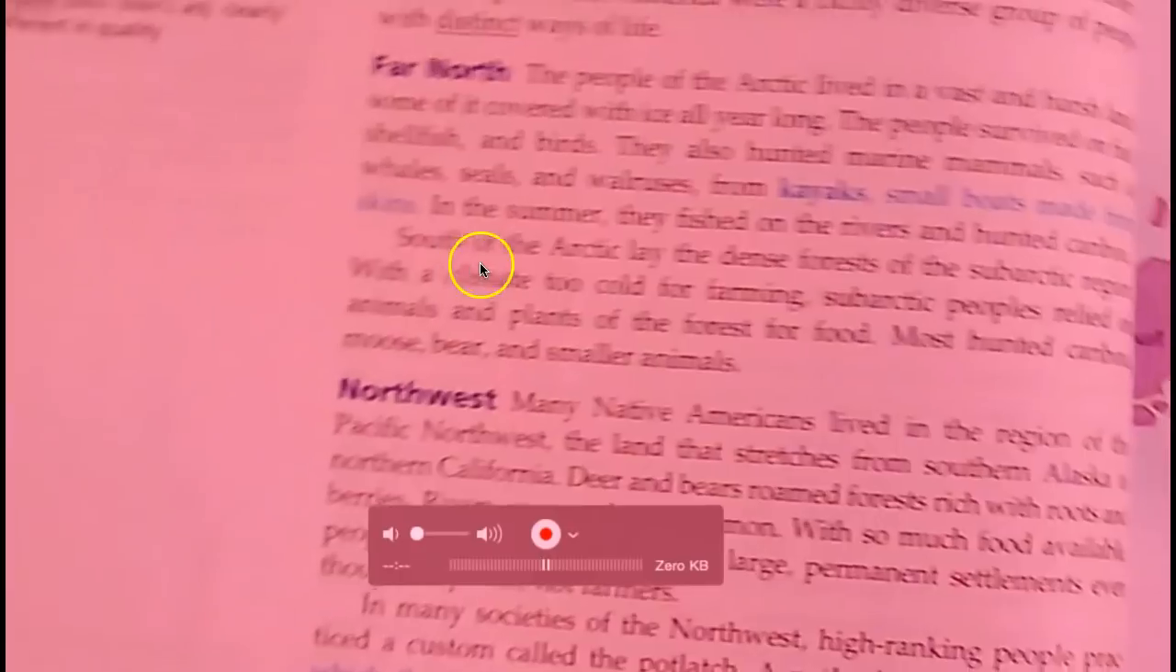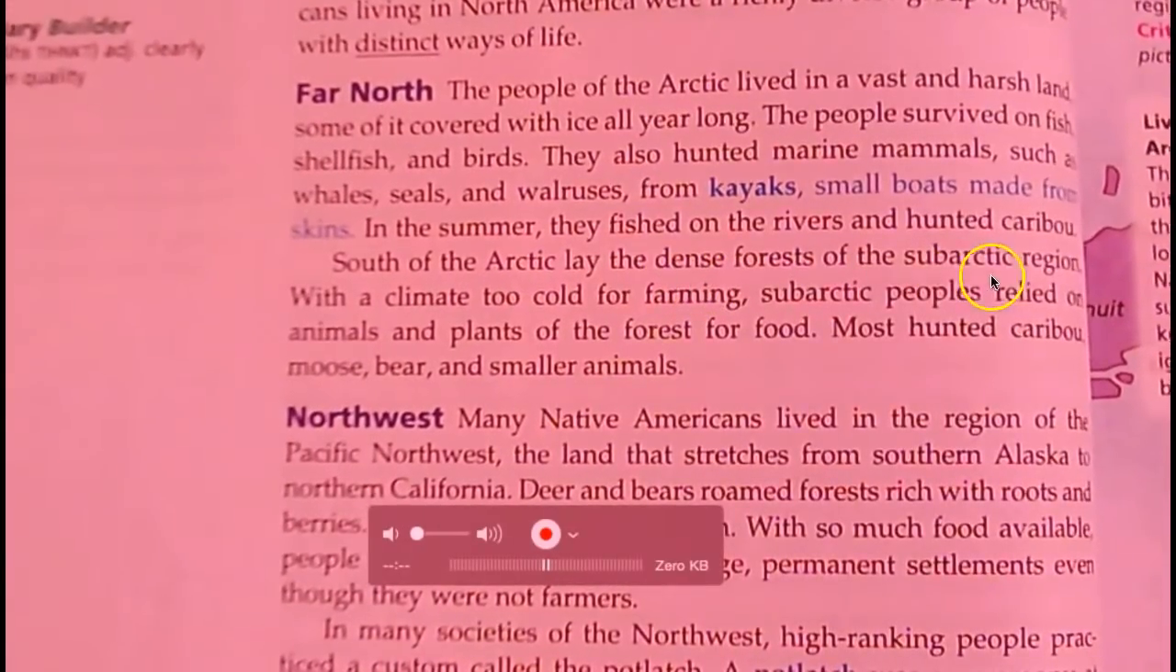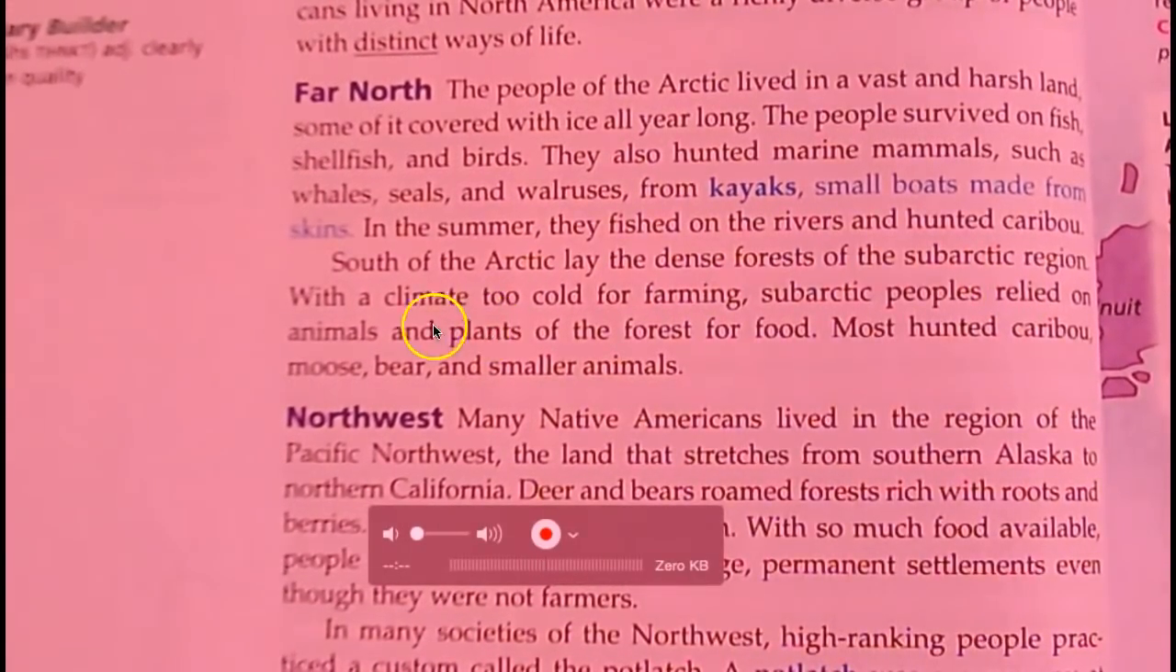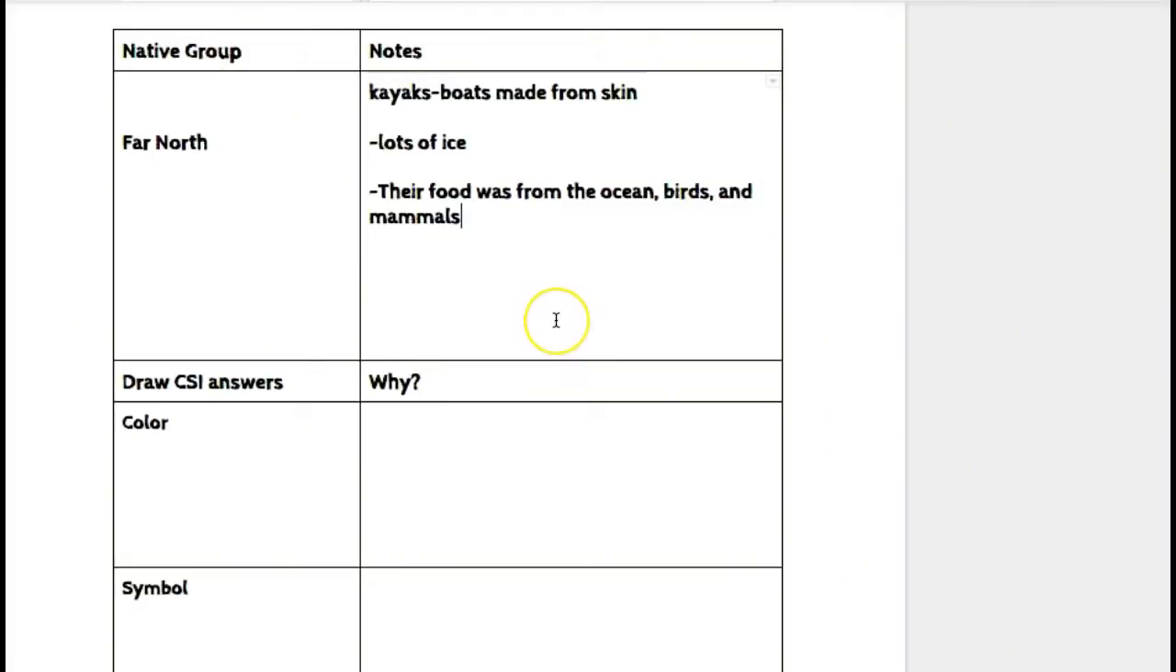All right, and then it said to the south was the dense forest of the subarctic region. They couldn't farm, so they relied on animals the same as the Arctic. So you could say no farming. Okay, that gives you some overview ideas.